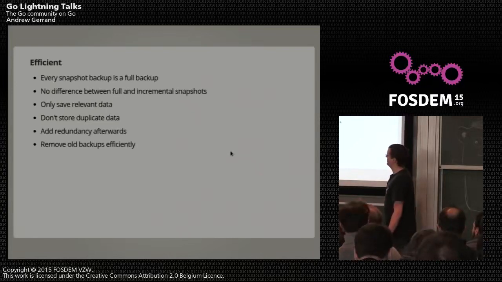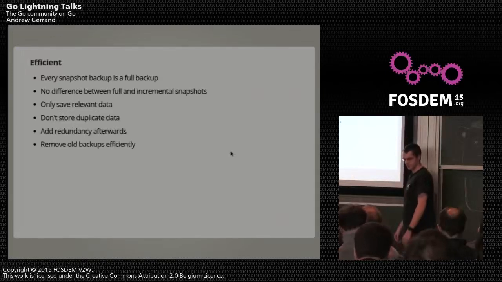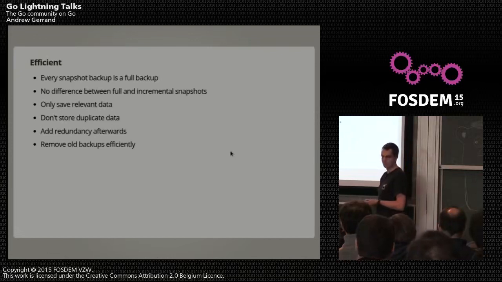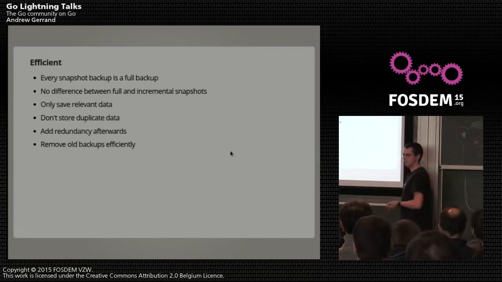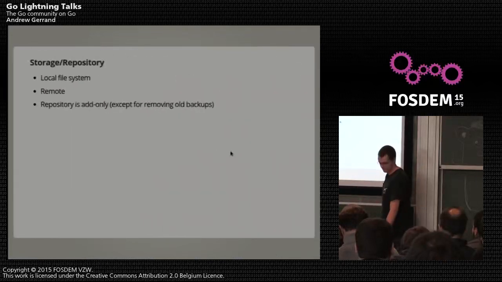And it should be efficient. In this case, there are some features that I implemented with Restic. Every snapshot should be a full backup. I would like to not have to distinguish between incremental and full backups. I would like to only save the relevant data that has been changed since the last backup. I don't want to store duplicate data, but I would like to maybe include additional redundant data afterwards. And all backups should be removed efficiently. That's something, for example, that BUP hasn't implemented to date. They're recommending changing the backup location regularly so old things time out, and that's not acceptable for me.